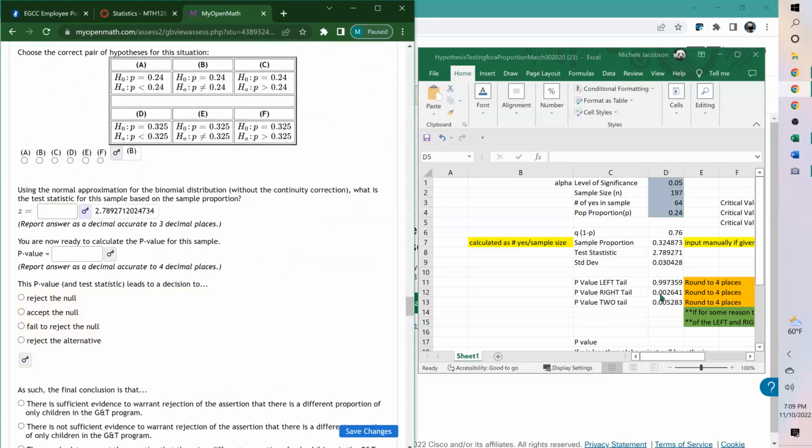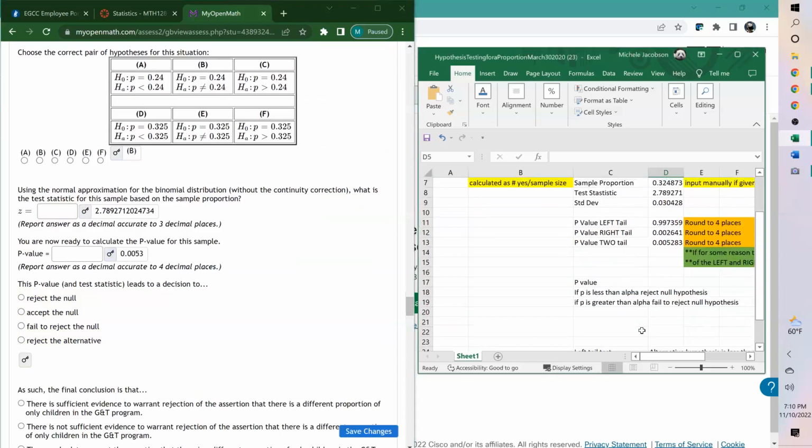Now the p-value is what tells you whether to reject or not. This was a two-tail, so this is our p-value, 0.005, because it was two-tail. If it's right-tailed, it's this one. If it's left-tailed, it's this one. Now, if the p-value is less than alpha, you reject. If the p-value is greater than alpha, you fail to reject.